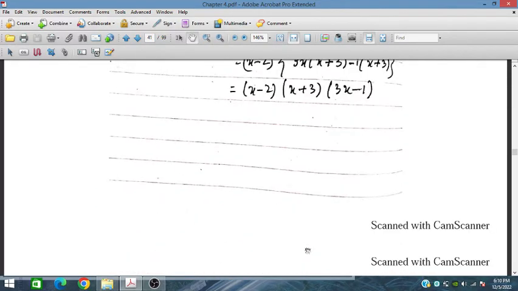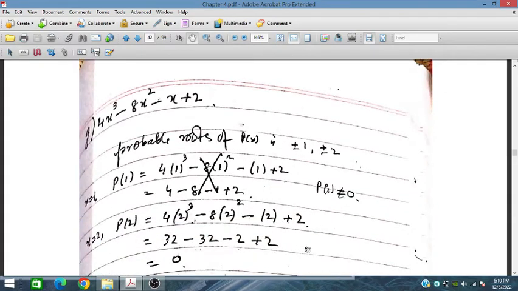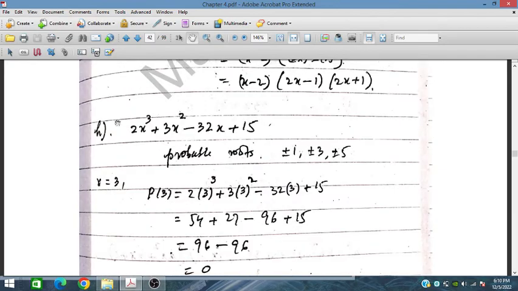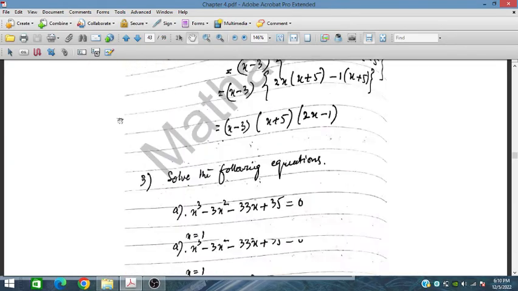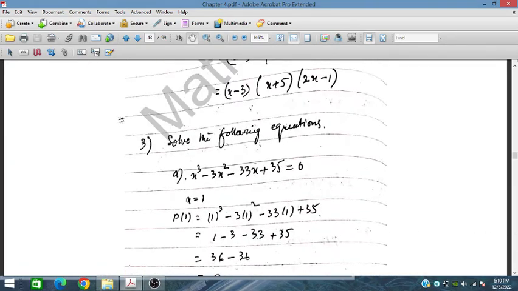Let's start question number 2. Question 3, solve the equation. So we have to solve it. So we have to obtain some solution.